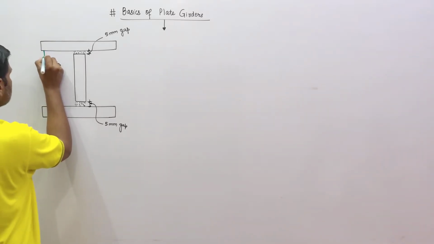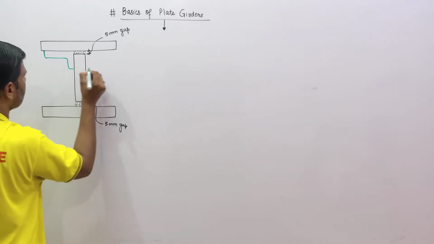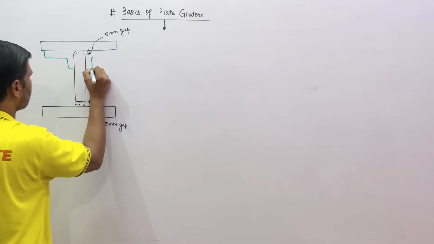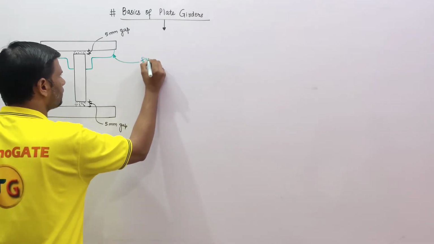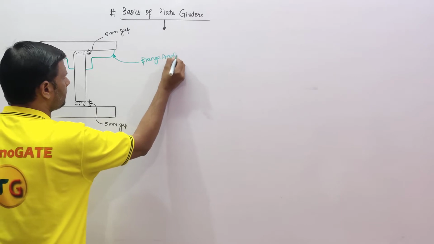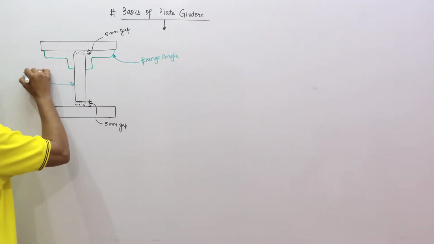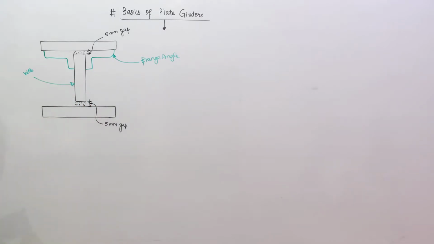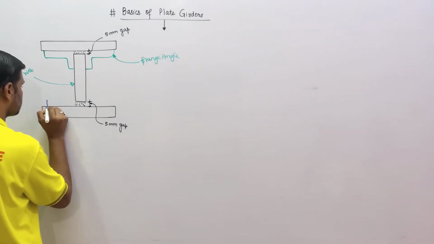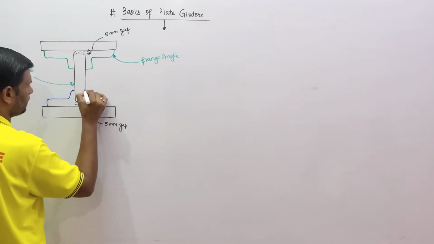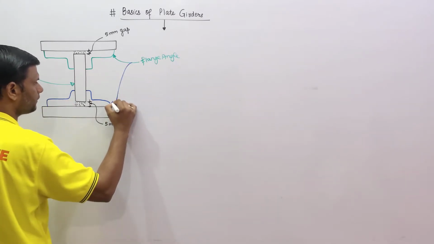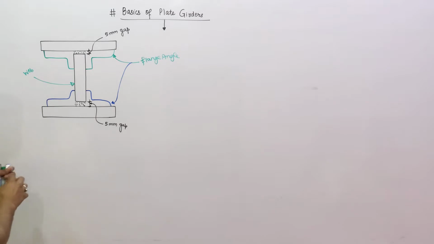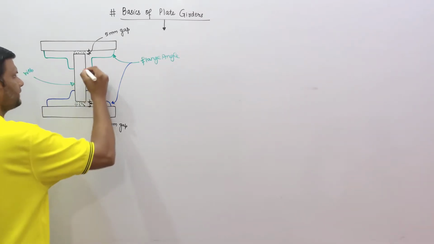Now these are the flange angles. This is our web. Now the bottom flange angle is there. This is our bottom flange angle. This is also a flange angle. This is the filler plate. Here the filler plate is there.